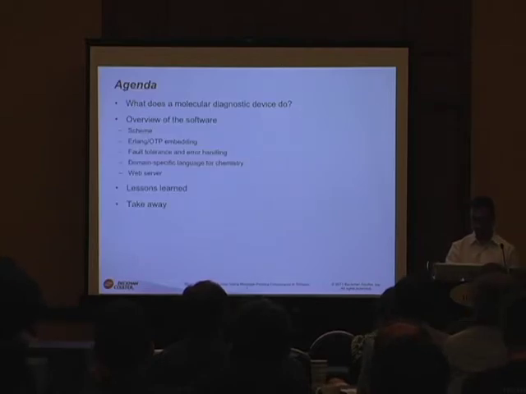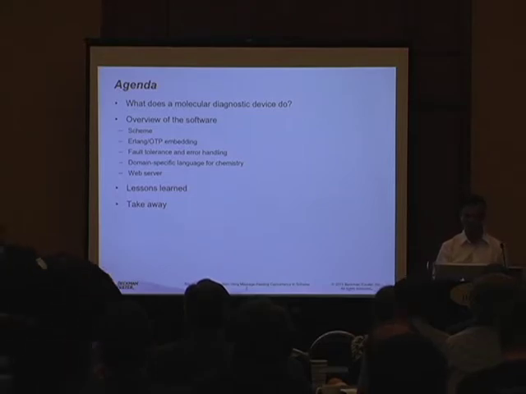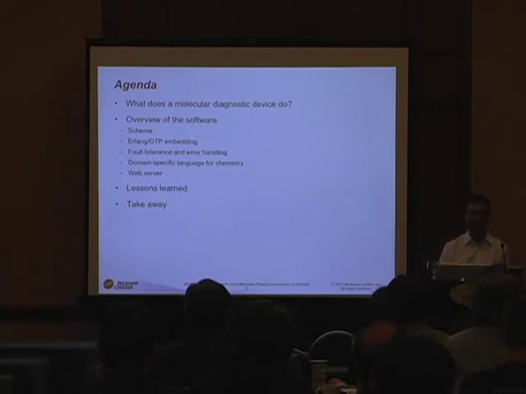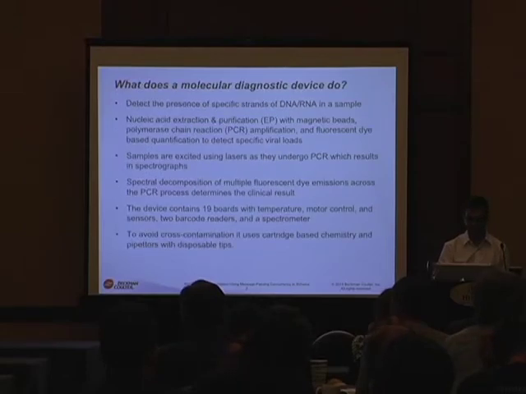So first, we'll just do an overview. I'm going to talk about what the device is, what it does, and then look at the overview as to what Scheme is, how we embedded Erlang in it to get the concurrency, and then how we implemented the fault tolerance and error handling, and then take a look at the DSL and the web servers, and then talk about the lessons learned, challenges, and the advantages of the approach.